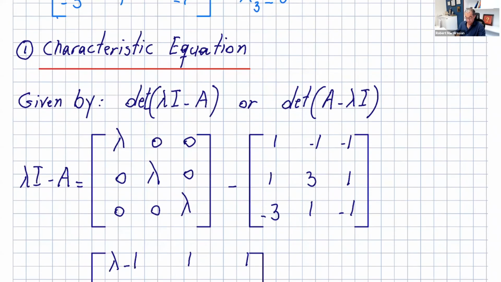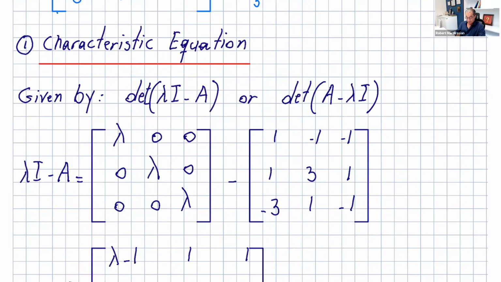Now to find the eigenvalues, what we need to do is find the characteristic equation. Again, watch the video on eigenvalues and eigenvectors, and you're going to see how to make the characteristic equation: the determinant of lambda I minus A, or the determinant of A minus lambda I. They are going to give you the same answer, so use whichever one you're more comfortable with. Now, in lambda I minus A, lambda I is that matrix, and A is our matrix that we want to find the eigenvalues of.